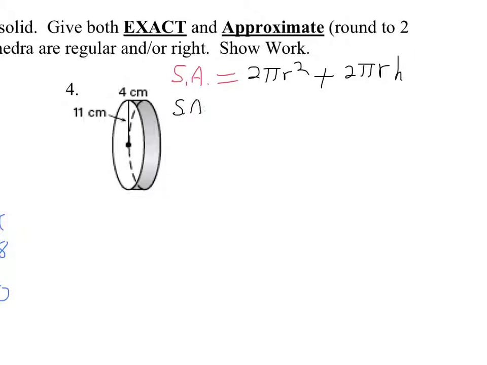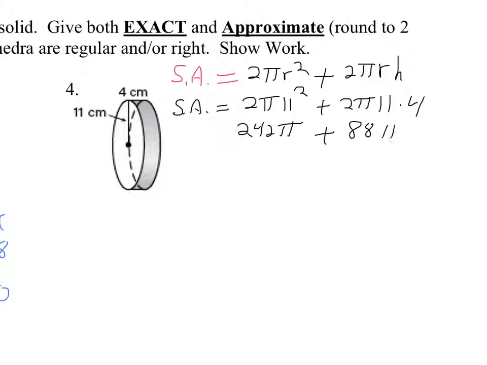The surface area is 2 pi 11 squared, because you can see the radius is 11, plus 2 pi 11 times 4. Now this is not going to come out evenly, you can tell, because there's a pi in the formula, but let's calculate everything we can without actually typing in pi. So I'm going to type in 2 times 11 squared, and I get 242. So 242 pi plus, and then over here let's type in 2 times 11 times 4, and I get 88. And that's also pi. I just haven't typed the pi in.